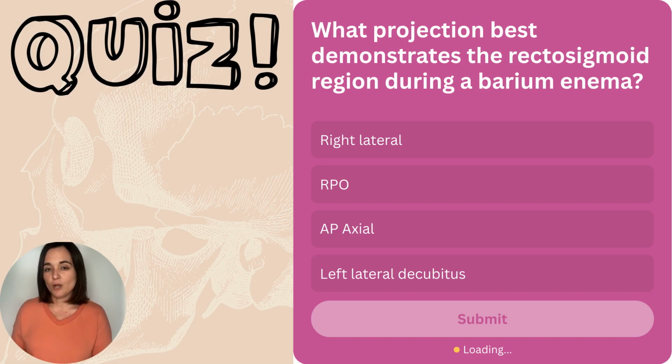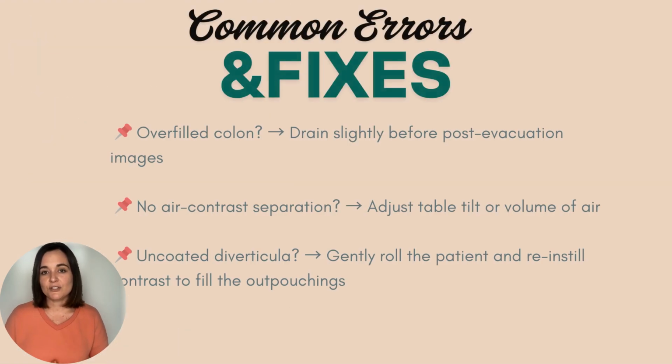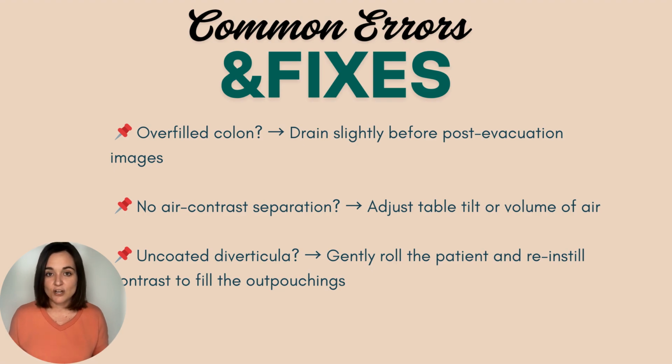Right lateral, RPO, AP axial, or left lateral decubitus? The answer is AP axial. The cephalic angle helps open the sigmoid loop and prevents overlap. Common errors and fixes: overfilled colon, drain slightly before post-evacuation images. No air contrast separation, adjust table tilt and the volume of the air. Uncoated diverticula, gently roll the patient and reinstill contrast to fill the outpouchings.